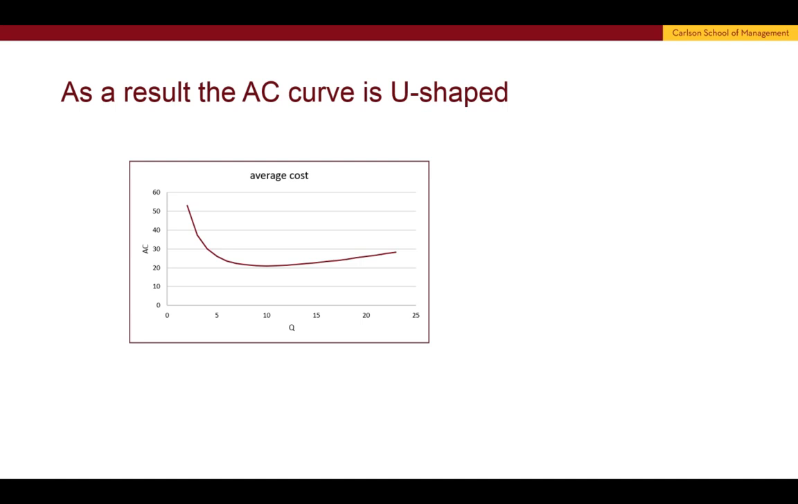The consequence of that is that the average cost curve is U-shaped. It starts high, it falls, reaches a minimum, and then rises again.